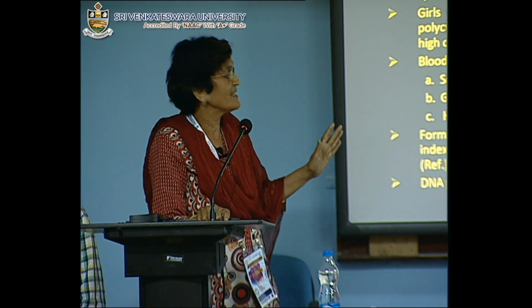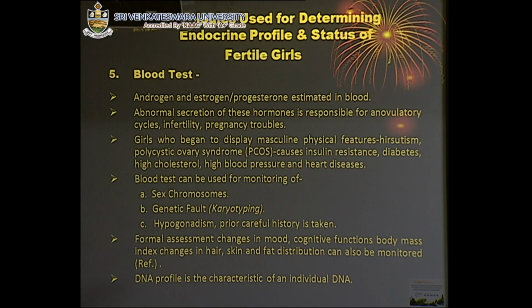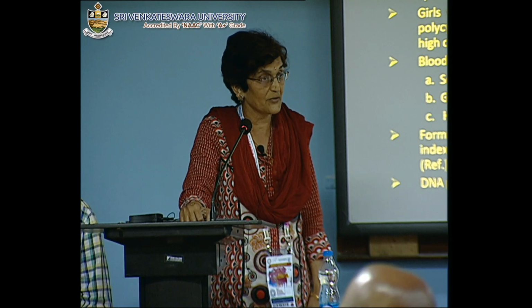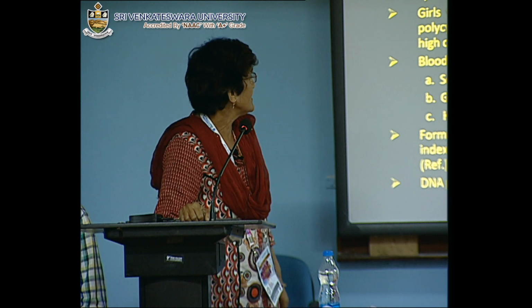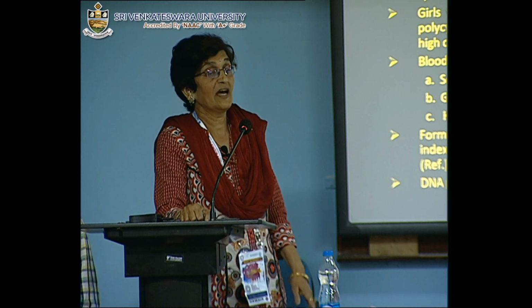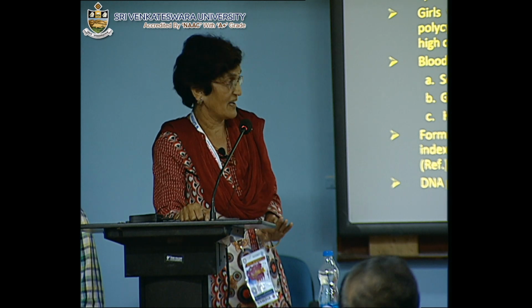Polycystic ovary syndrome will also cause insulin resistance, diabetes, high cholesterol, high blood pressure and other heart diseases. Blood tests can be used for diagnosis or monitoring of sex chromosome genetic faults, karyotyping and other hypogonadism, where prior careful history is taken.